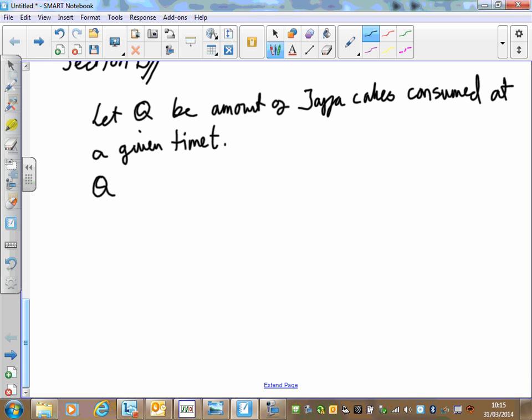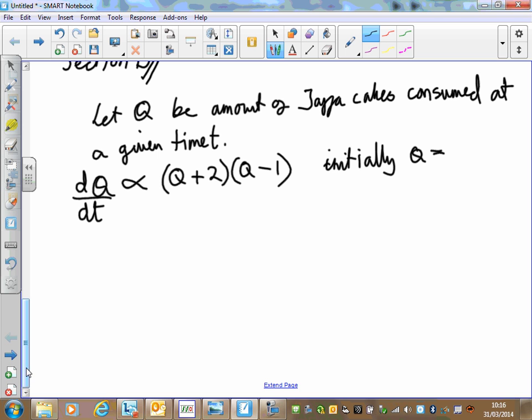They might then say dQ/dt is proportional to (Q plus 2) multiplied by (Q minus 1). You might have to figure this out, actually. This one's quite a tricky one, so I've chosen it like this. They would probably give you this, but it might be that the rate of change of Q is proportional to Q, and you might have to figure this out. And they'll say, initially, Q is equal to 3 and dQ/dt is equal to 6.